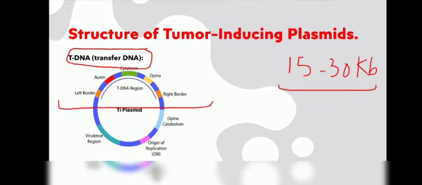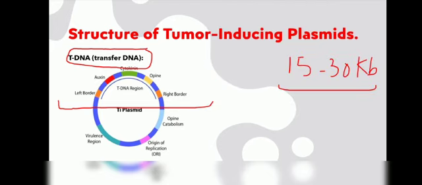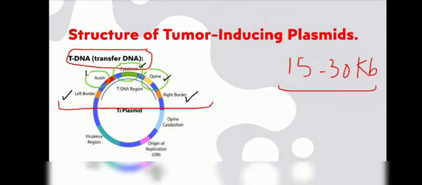When we look at this tDNA, it contains different types of genes: the auxin genes, the cytokinin genes, and the opine genes. It also has the right border sequence and the left border sequence. This right border sequence is important in transferring the tDNA.